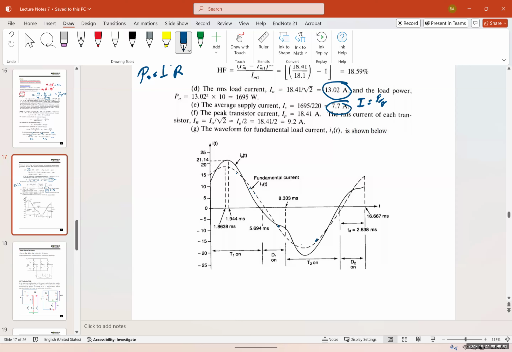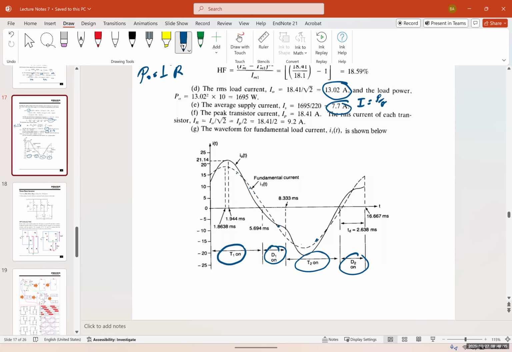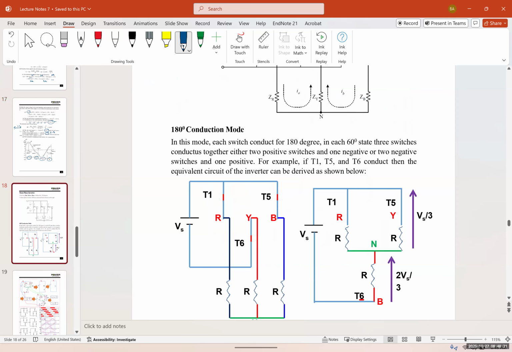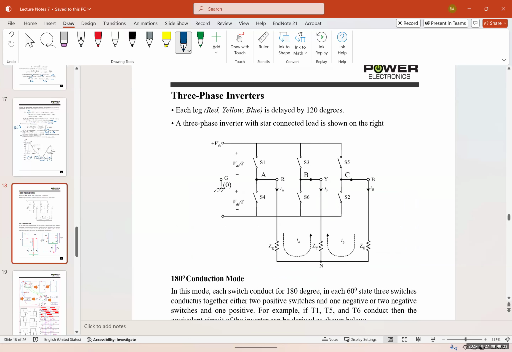And here you can see T1 on and D1 off, and T2 on and D2 on for the bridge switching system. Again, this example is just for you to be able to visualize and learn how to solve these problems. Obviously, in the exams, you're going to have something simpler than this.